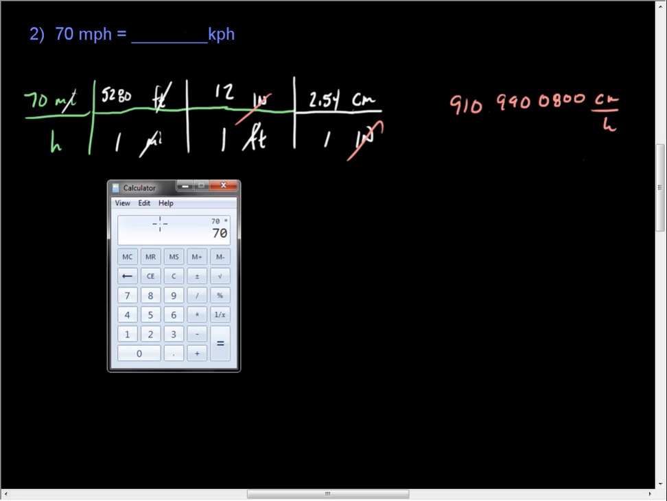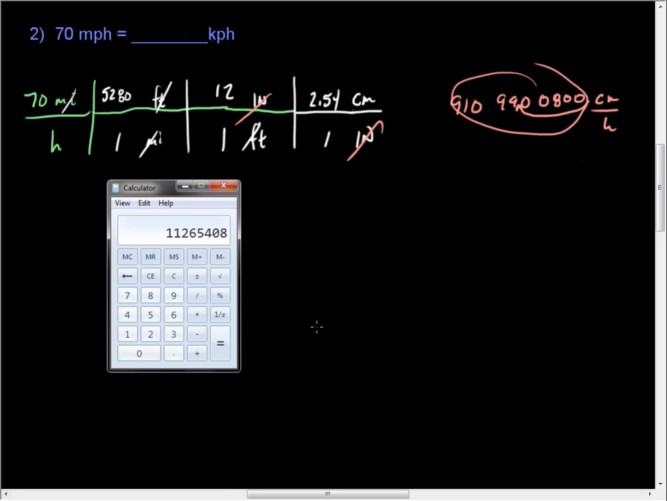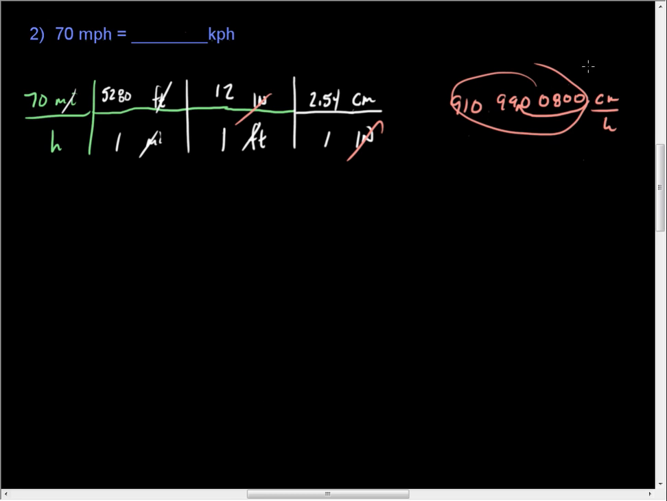70 times 5280 times 12 times 2.54. Ah, that makes much more sense. Okay, I caught myself here because as I'm looking at it, this is a huge number here in red, just a monster. I'm going to move it over 5 spaces, so I'd get 91,000 kilometers per hour. I'm not an expert, but that seems a little on the steep side for me. So I don't like that. That in the red is gone.